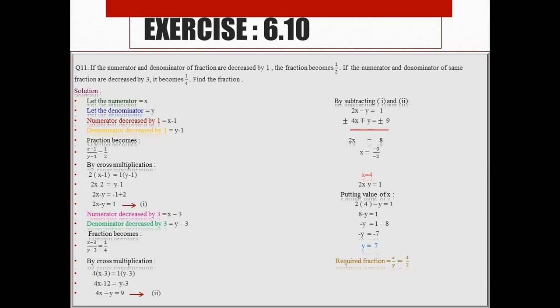1 minus 9 is equal to minus 8. For the value of x, we shift minus 2 to the other side, minus 8 over minus 2, x is equal to 4. For the value of y, we replace x with 4 in any equation. 2x minus y is equal to 1. After replacing x with 4, 2 into 4 minus y is equal to 1. 8 minus y is equal to 1 and y is equal to 7. Our required fraction is x over y, which is 4 over 7.